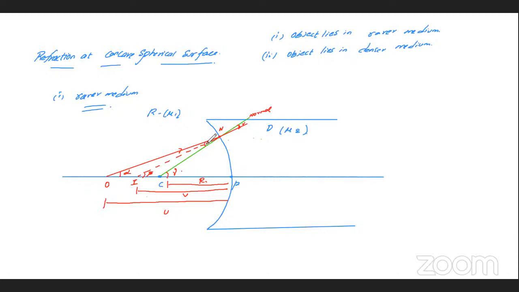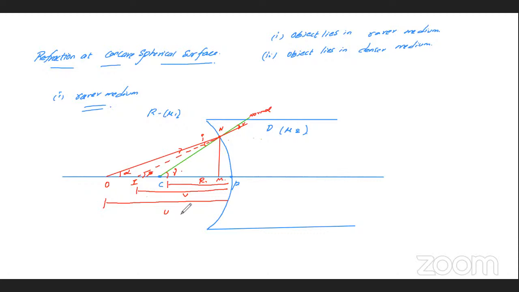This is your angle of incidence, and refraction alpha, beta, gamma. What I'll do, I'll take a perpendicular, and that is your NM, perpendicular to your principal axis. This is your rarer towards the denser. Triangle NOC, triangle NSC.